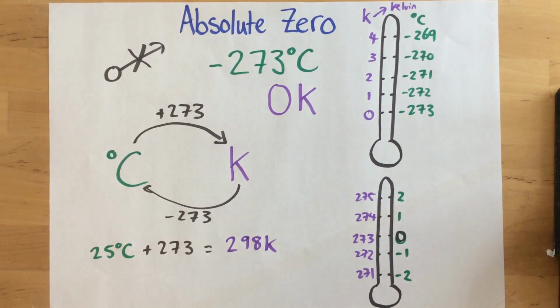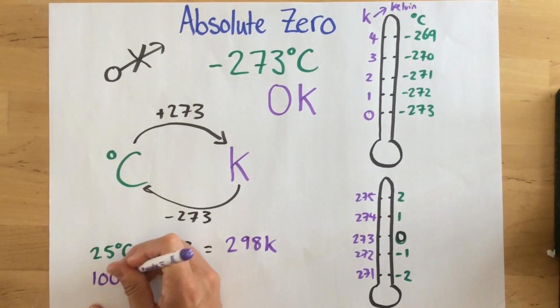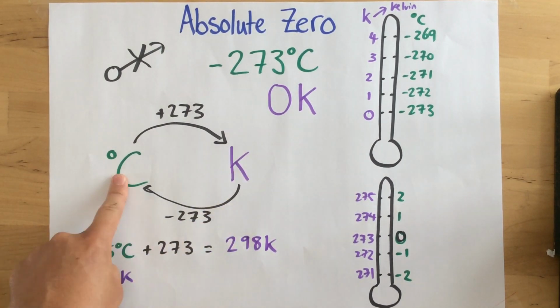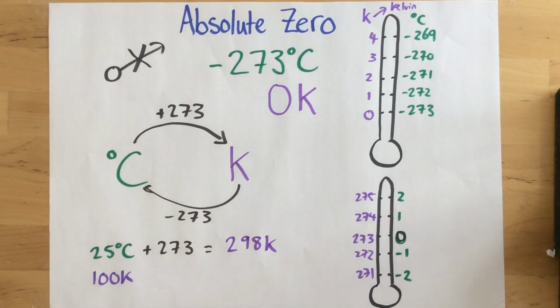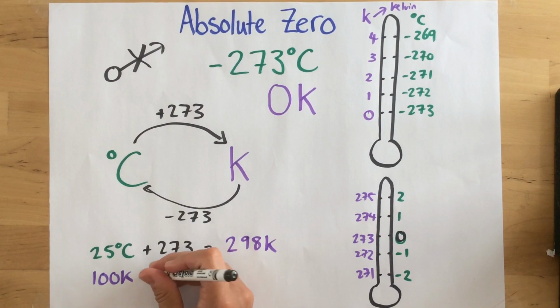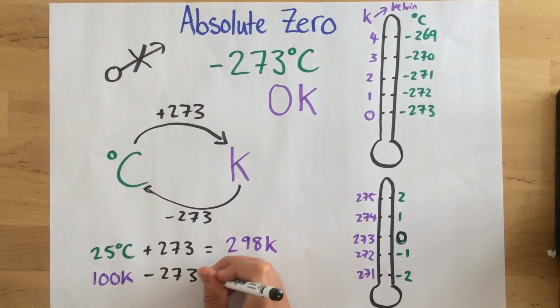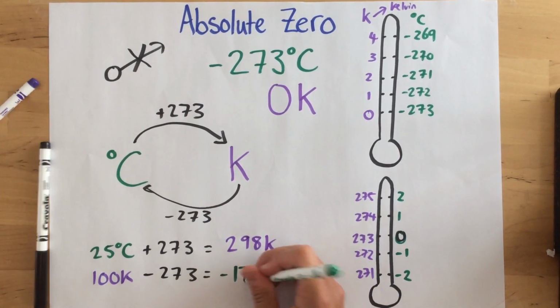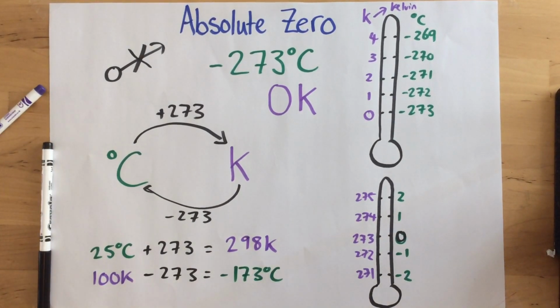Let's do it the other way round. Let's say I wanted to know what 100 Kelvin was in degrees Celsius. Because I'm going from Kelvin to degrees Celsius, I need to take away 273. So the answer this time is minus 173 degrees C.